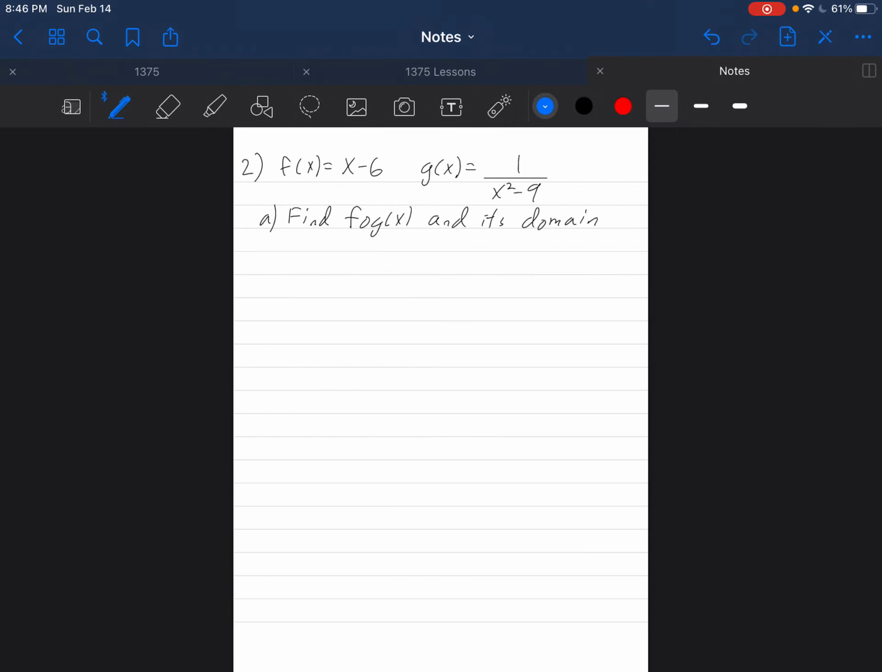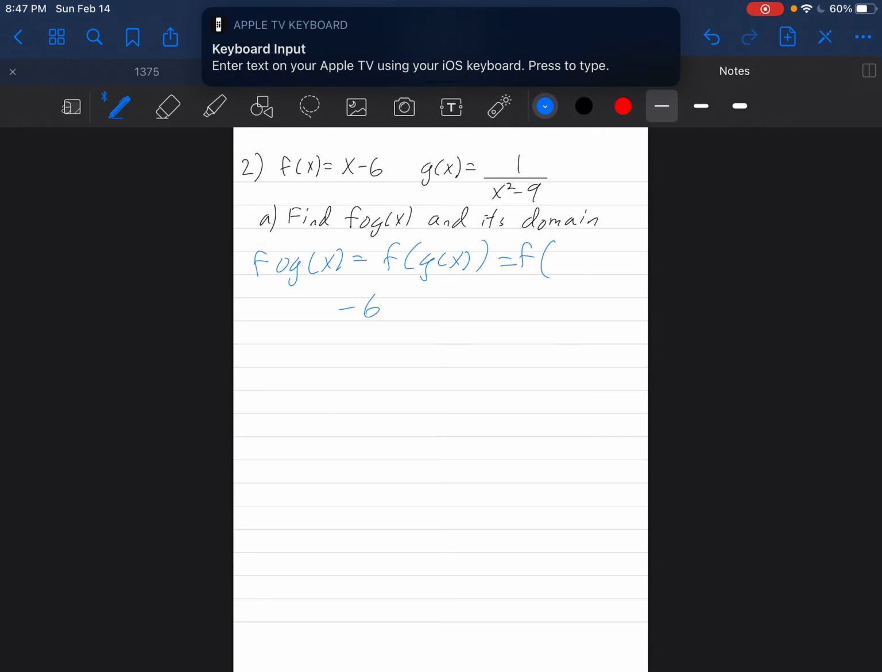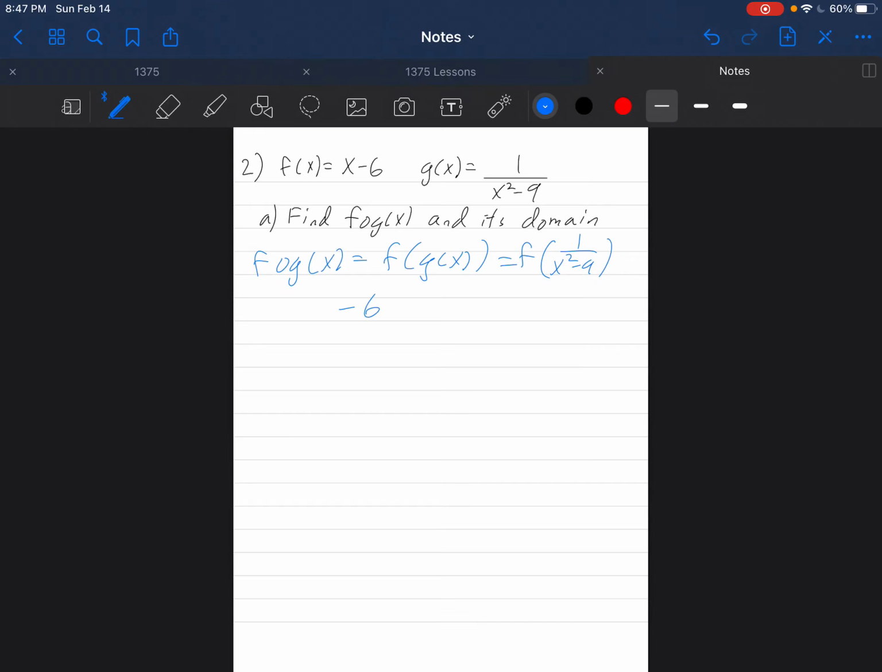All right, let's look at 2 more. f of x and g of x are going to be x minus 6 and 1 over x squared minus 9, respectively. So the first thing we're going to look at here is the composition of f circle g. Remember, f circle g of x means that the second function listed is the input function, which means we are looking at x minus 6 with this x erased. And in place of that x, we are inputting 1 over x squared minus 9.